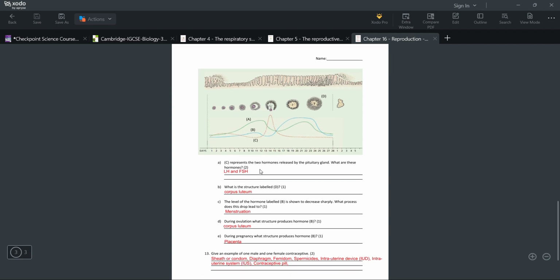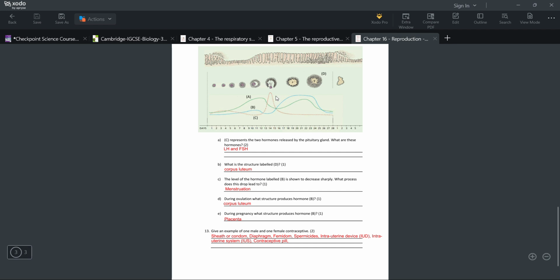Here, C represents the 2 hormones released by the pituitary gland. They are your LH and FSH. I think it's luteinizing hormone and follicle stimulating hormone. What is the structure labeled D? Your corpus luteum. It's the cells that have developed out of your follicle after your ovum is released from the ovary.